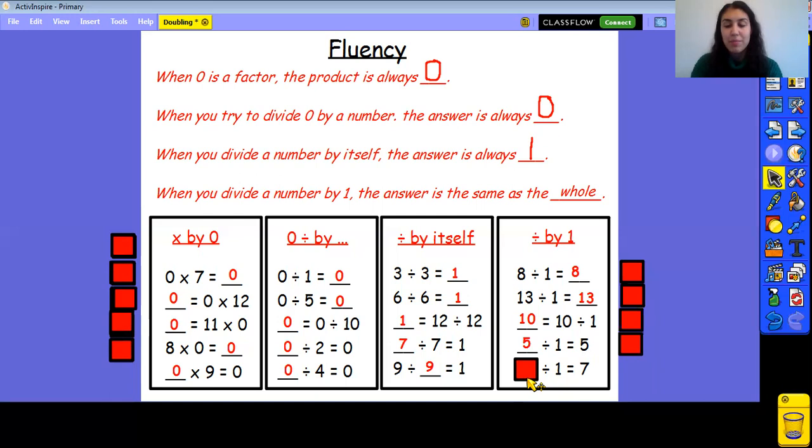And same again here, something divided by 1 equals 7. Well, when I divide by 1, the answer is the same as my whole. So if I know that my answer is 7, I know that my whole is also 7. Fantastic, well done. I hope that you were able to get all of those right and really use all those things that we've been learning in the last week.